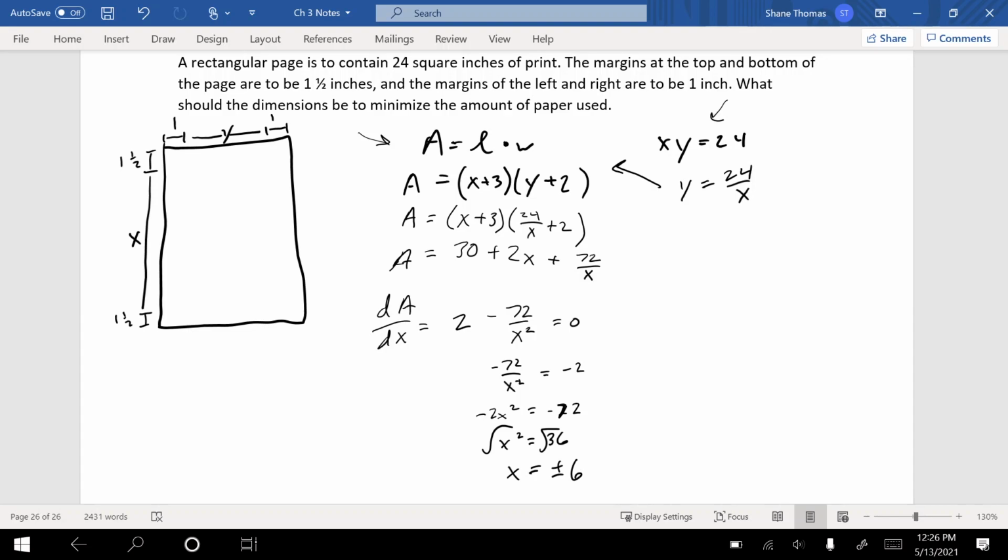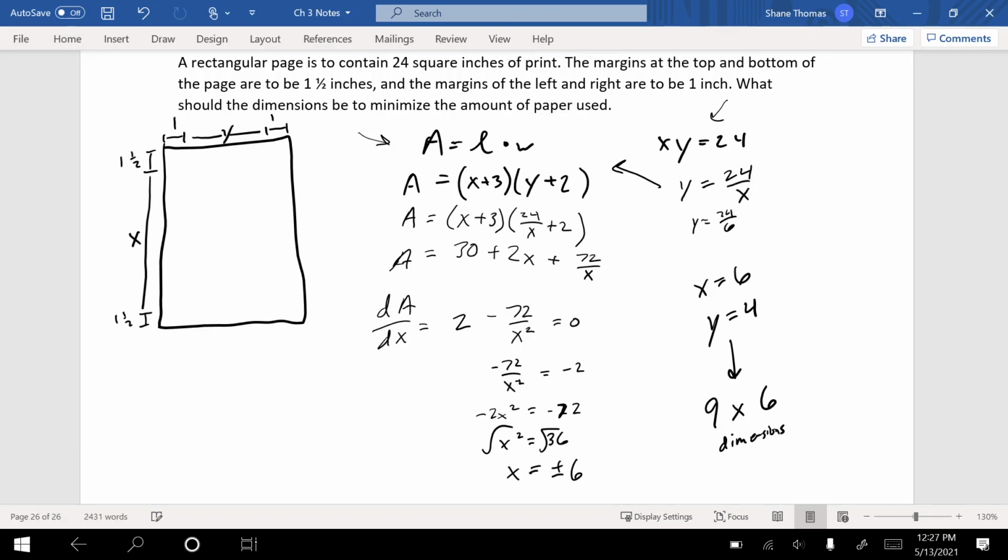Now, is negative 6 a valid answer here again? No. All right, so x is going to have to be 6. If x is 6, then y is going to be 24 divided by 6, which is 4. All right, so the printed area should be 6 by 4. And then the dimensions of the entire paper are x would be 6 plus 3, which is 9. Our y would be 4 plus 2, which is 6. This would be our dimensions.